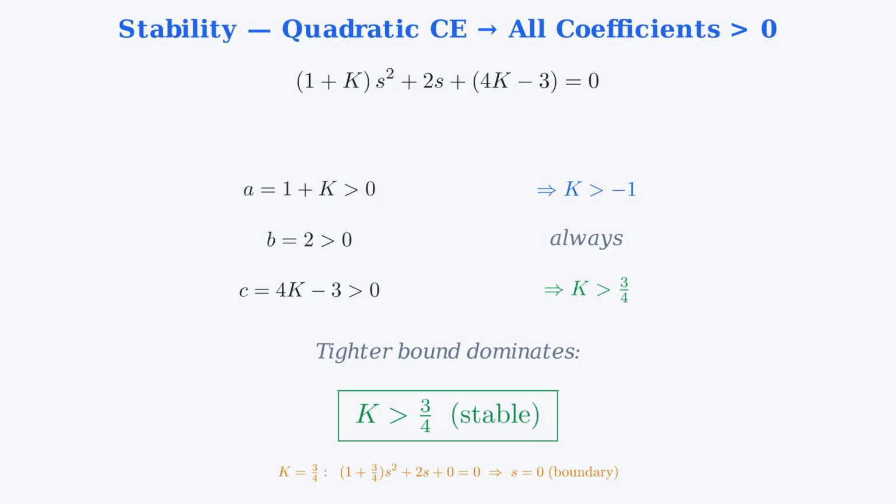At K equals 3/4 exactly, the constant term vanishes. One root sits at the origin, marginally unstable. Below 3/4, stability is lost. Answer to question B. Closed loop is stable for K greater than 3/4.